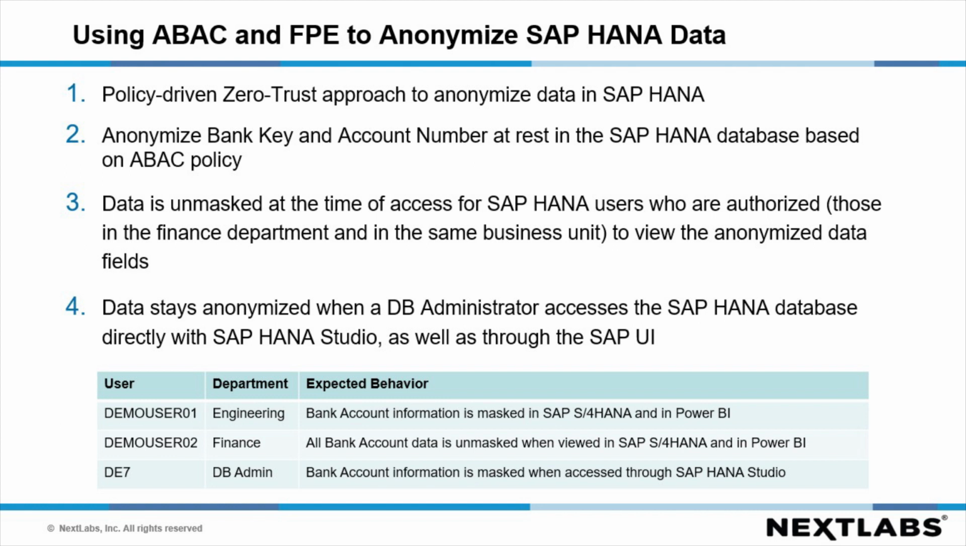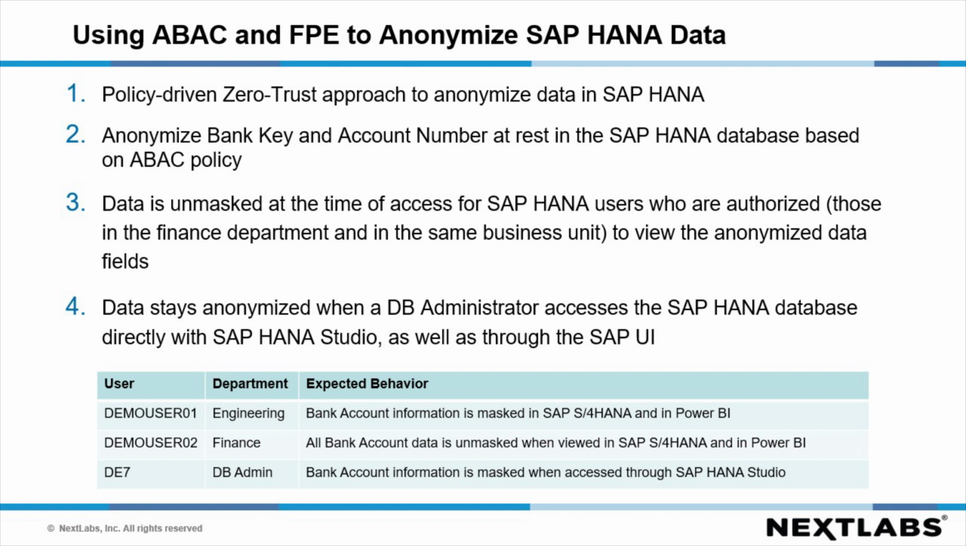We will show an example of how DAE can apply FPE data masking based on policy to anonymize financial data at rest in the SAP HANA database. Bank key and account numbers will be anonymized in the database and will be unmasked for users who are authorized to access the data. In this case, users in the finance department who are in the same business unit. This data will only be unmasked at the time of access. For all other users, including database administrators, the data will remain anonymized.